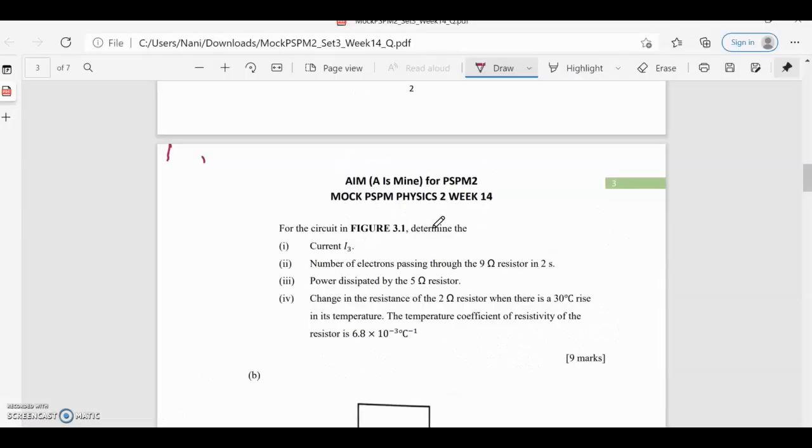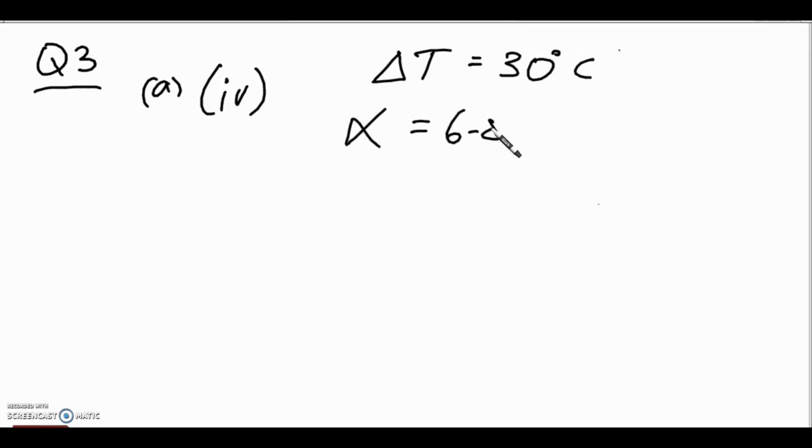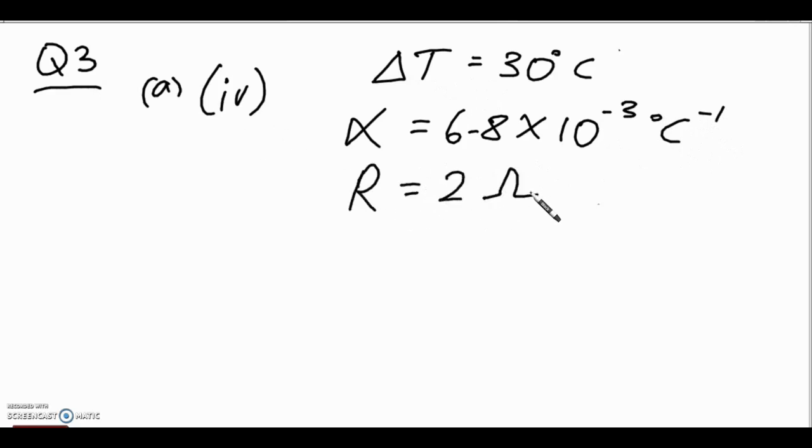Right, and then for question 3A4, we want to determine the change in resistance of the 2 ohm resistor when there is a 30 degrees Celsius rise in its temperature. It's given that the temperature coefficient of resistivity is 6.8 times 10 power of negative 3. Okay, so the information that we're given is the rise in temperature is 30 degrees Celsius, and the coefficient is 6.8 times 10 power negative 3 per Celsius. And we know that the initial resistance is 2 ohm.